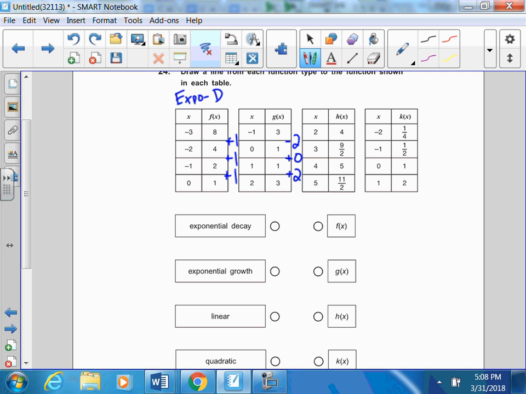Let's do the second difference. Negative 2 to 0 is plus 2. 0 to 2 is plus 2. The second difference is the same. So that makes the second function quadratic.